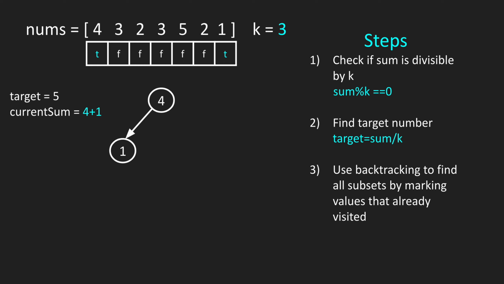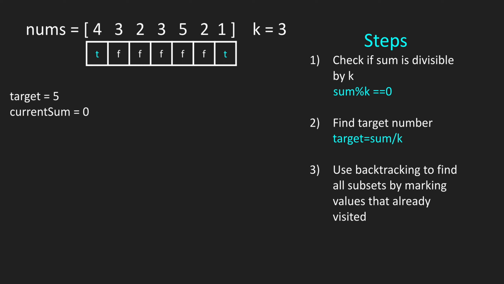Our first subset is 4 and 1, and we decrease the value of k, because it was 4 and now we need to find 3 subsets. In our array of Boolean, we set the first index and the last one to true, because they form our first subset and we cannot use those values. Now let's go to the next one.